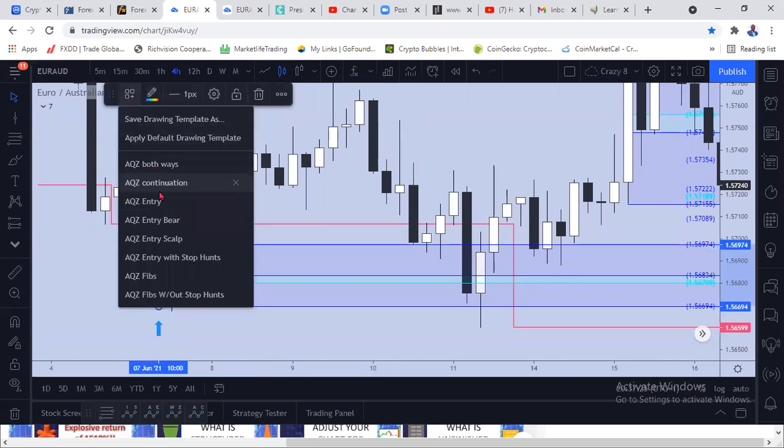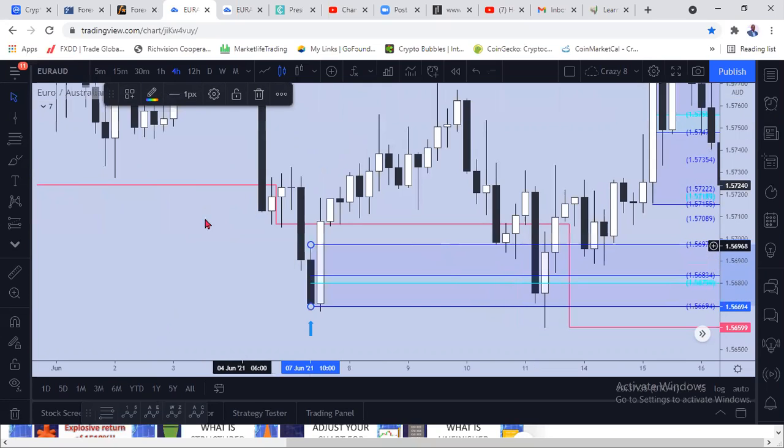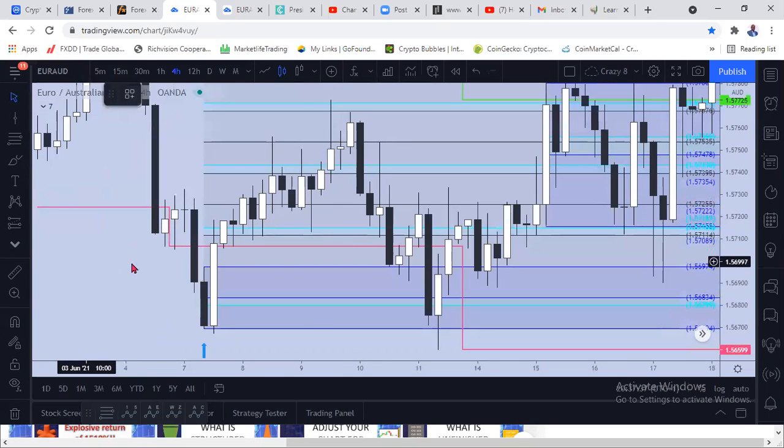You could use the ladder, you could use the golden ladder. If you're to use the golden ladder, you just practically have your AQZ feed. The internet is a bit weak right now. Okay, there we are. So if you use your AQZ feeds without stop horns, here you are. You never really had a retest of your originating block, but notice we are using the ladder.